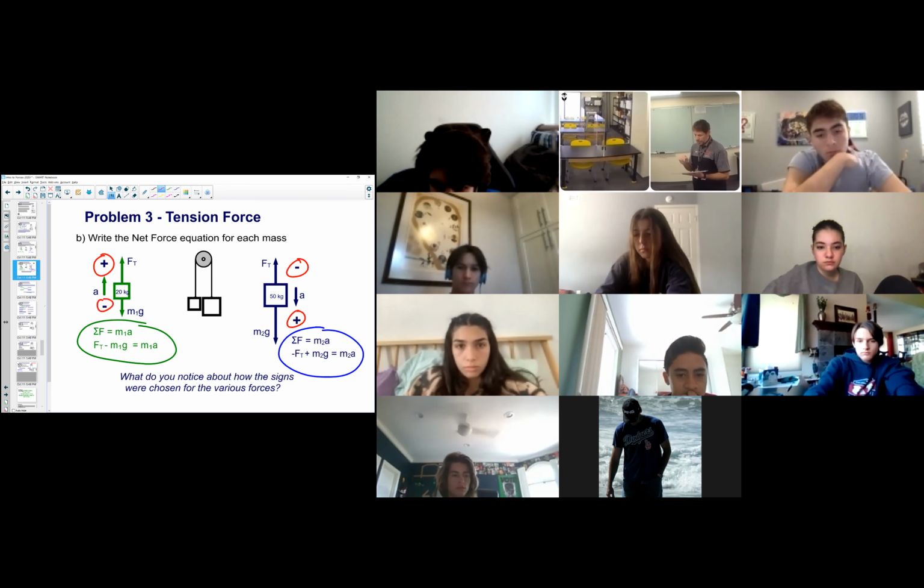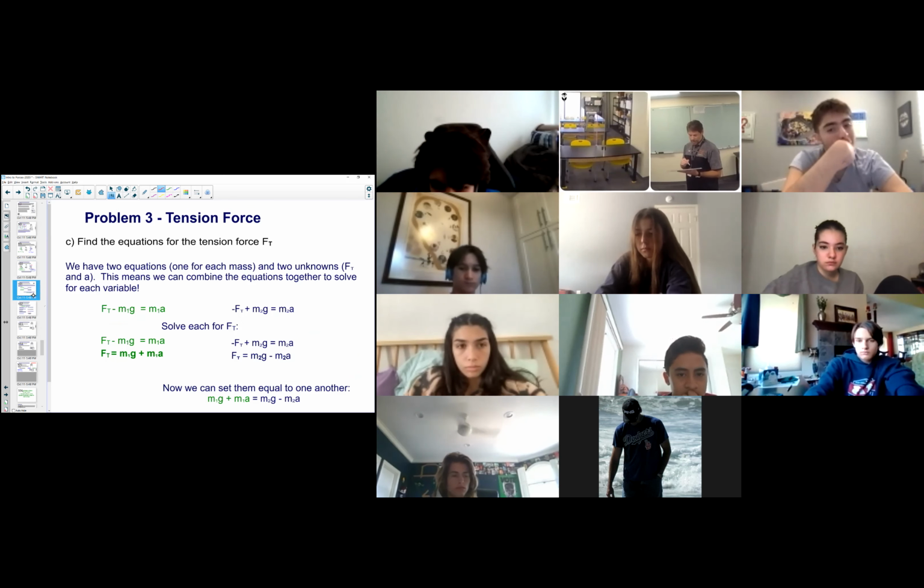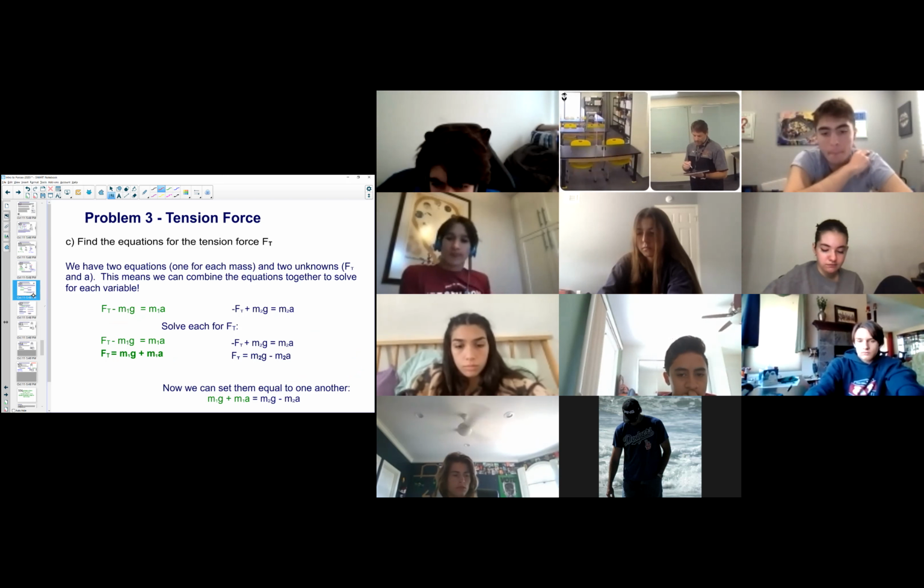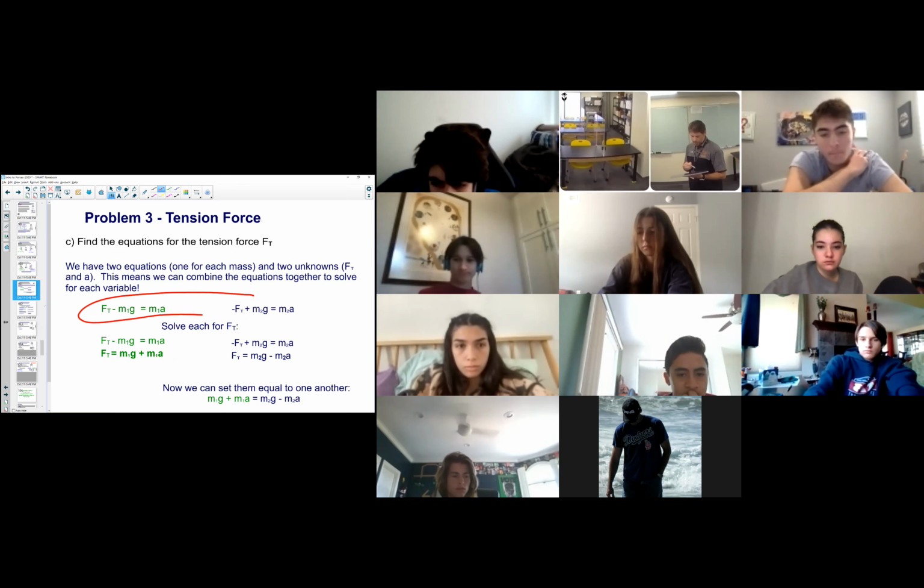I think so far the steps, probably not too hard to follow. All right, so now we're just going to do some algebra. We have two equations, we have two unknowns, so we can combine the equations together and solve. So here we can see our two equations we came up with on the previous page.